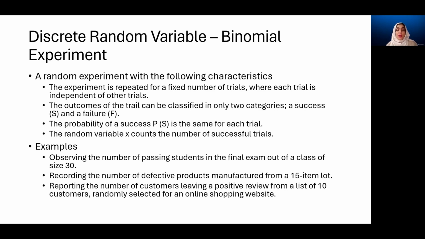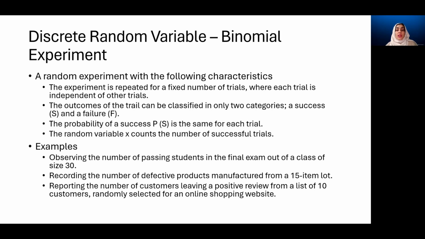So in a random experiment which has these characteristics, the first one and most essential is that the experiment is repeated for a fixed number of trials, and each trial is independent of the previous trial. So this, in simple words, means that the outcome of one trial is not going to affect the outcome of the next trial. So they are conditionally independent.